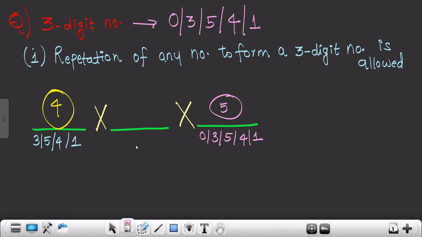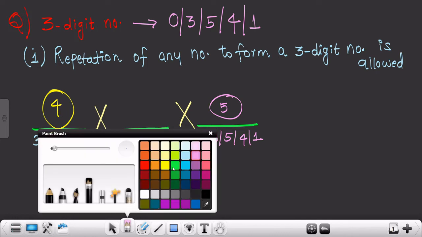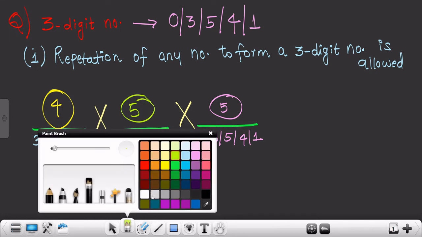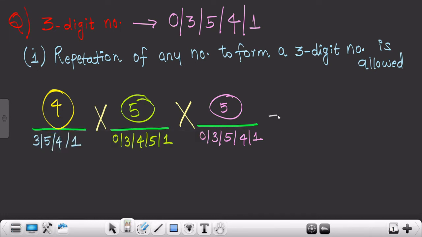Now students, just tell me how you are supposed to fill the hundreds and the tens place. Again you will apply the same logic, sir. Again we can either put 0 in the tens place, or else 3, or 4, or 5, or 1. So basically we have 5 different ways to fill the tens place, and thus if we multiply them we get 5 times 5 is 25, and 25 into 4 is 100. So basically we have 100 such cases.